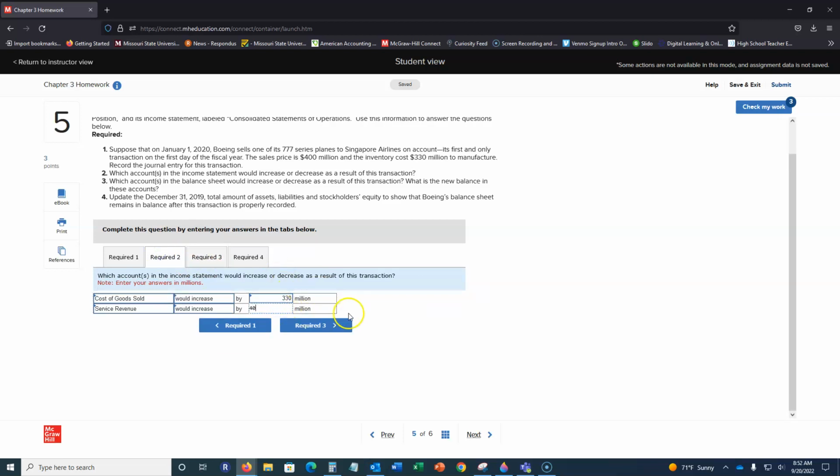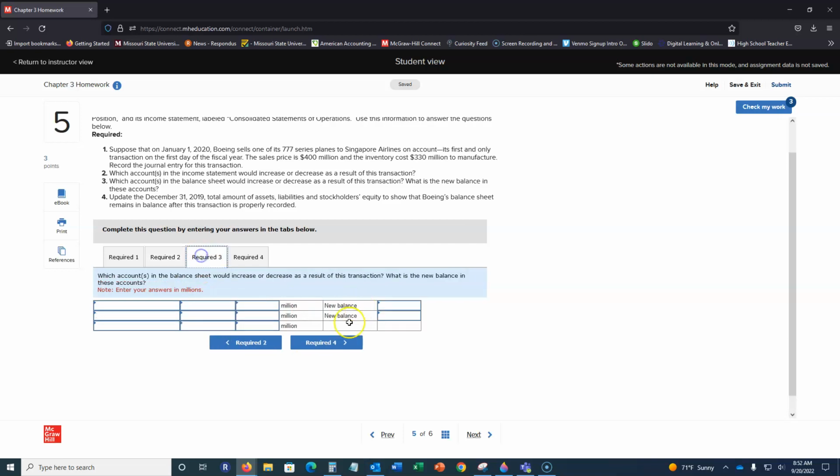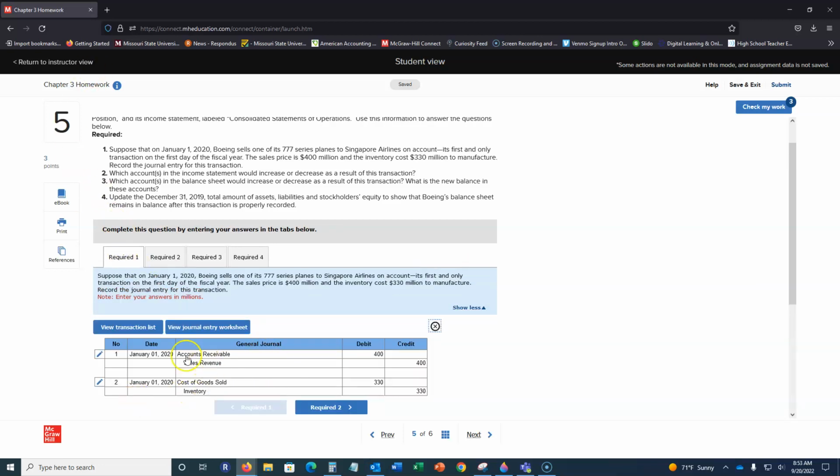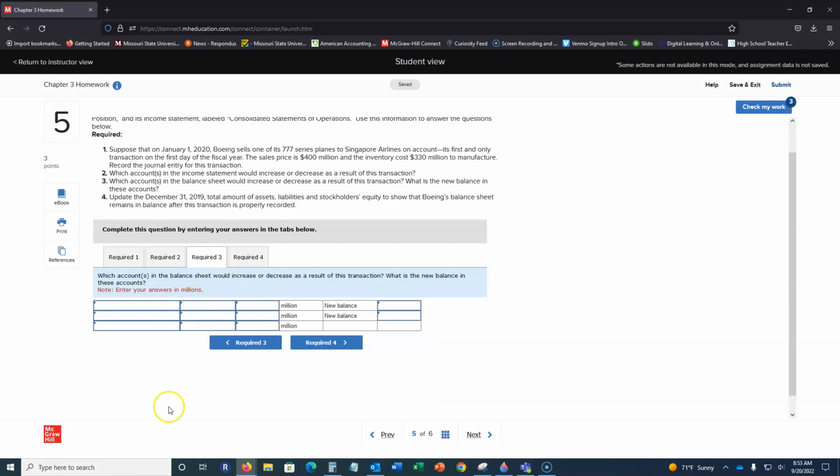Let me see if I can get this in here now. Yep, perfect. Okay, so that's $400 million in requirement 2. So requirement 3, asking about balance sheet accounts. What balance sheet accounts did we impact? Well, we impacted accounts receivable, an asset, inventory, an asset, and one more.